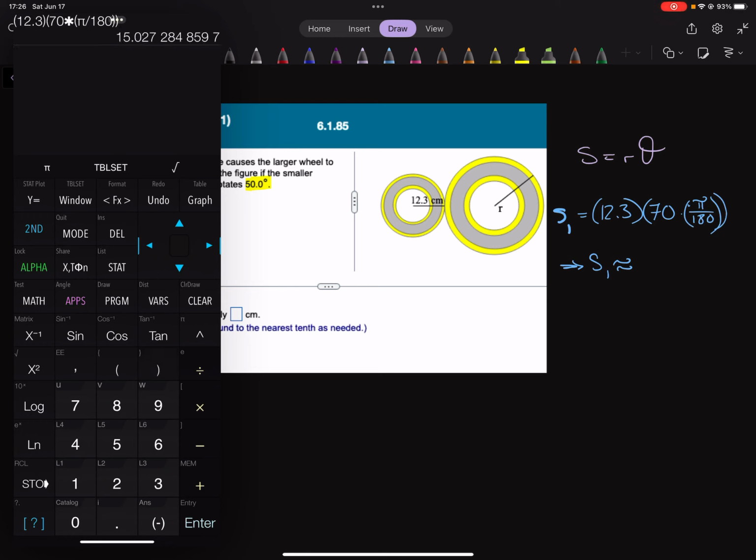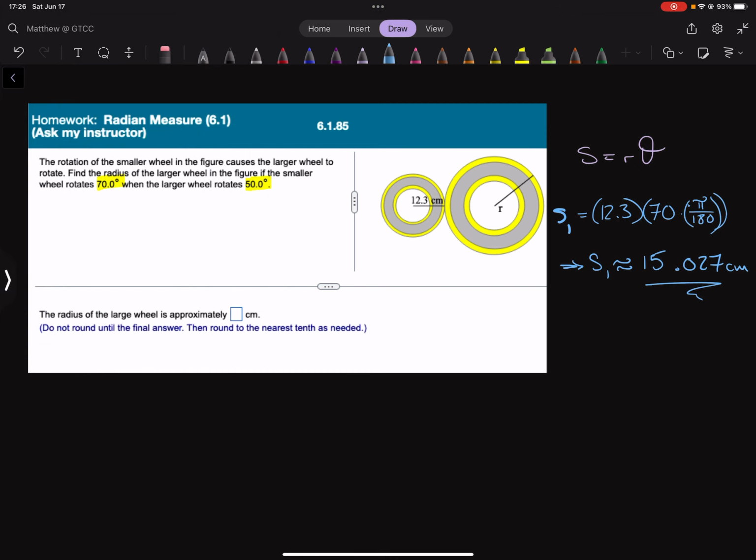So it looks like the arc length that's covered along that smaller wheel is going to be 15.027 centimeters in arc length. I know they say they want us to round to the nearest tenth, but they also say don't round until the final answer. So I would try to capture all of that information that I just calculated to substitute into the second formula.